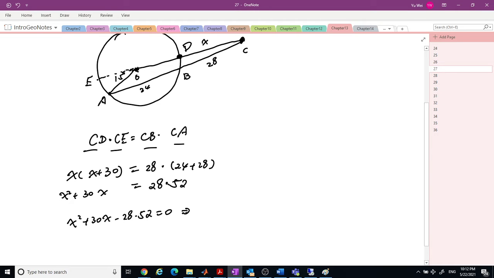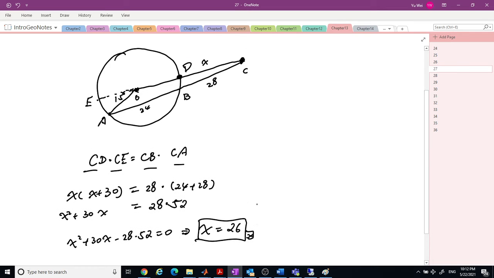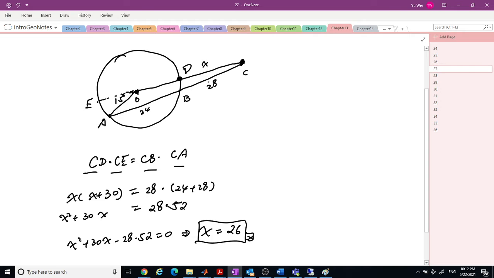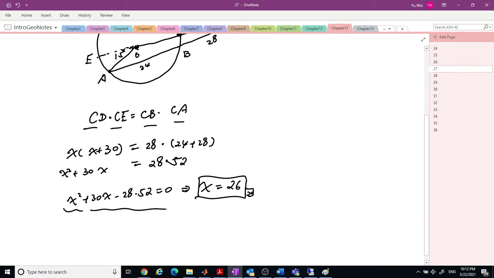So that means we can solve it: x equals 26. Once we solve x, now you can see OC is equal to x plus 15, which is 26 plus 15, equal to 41.